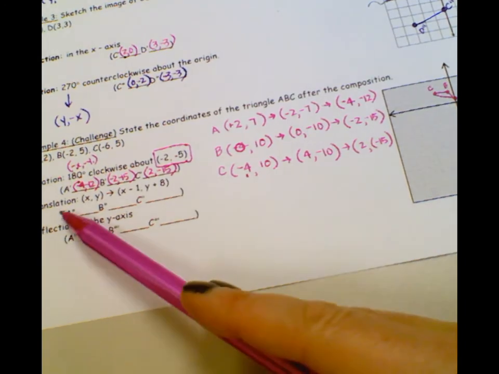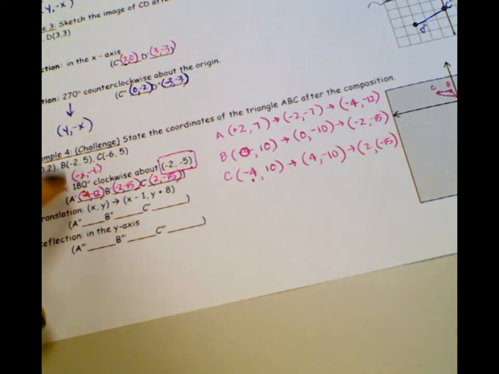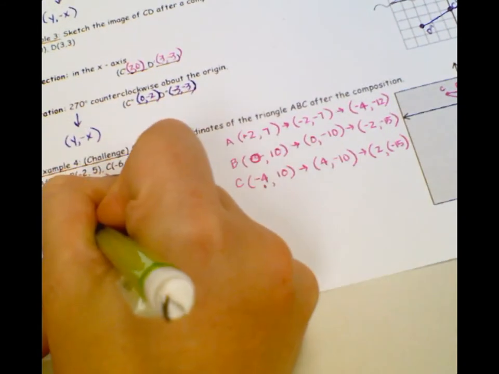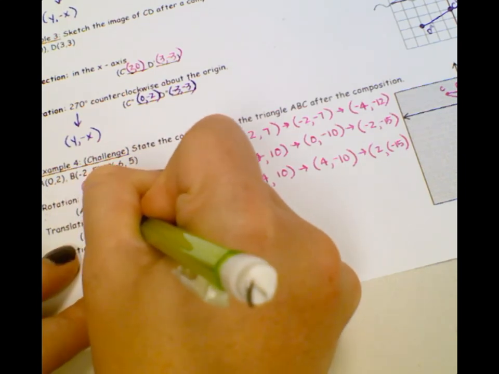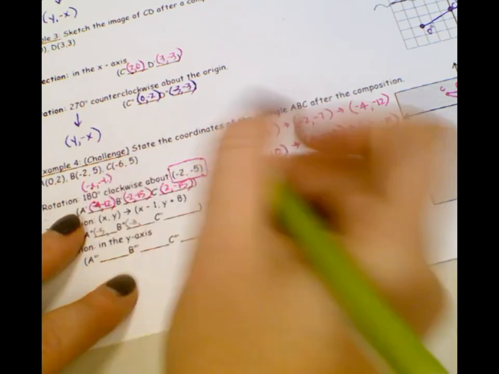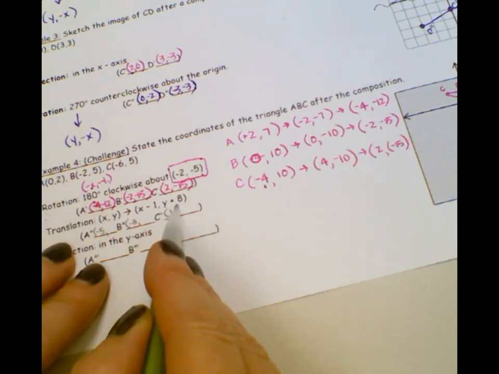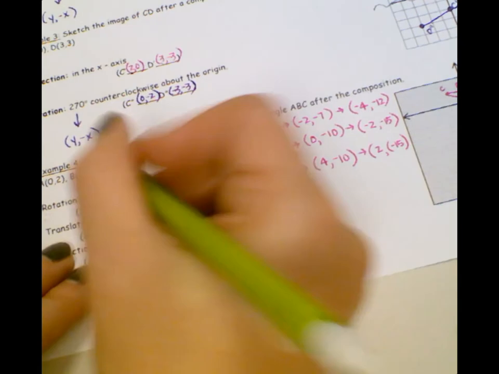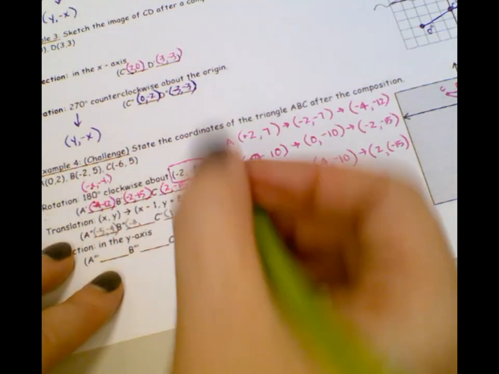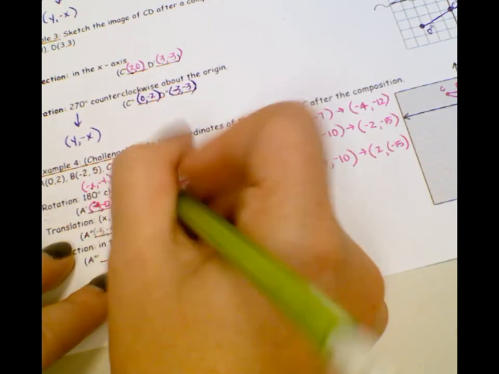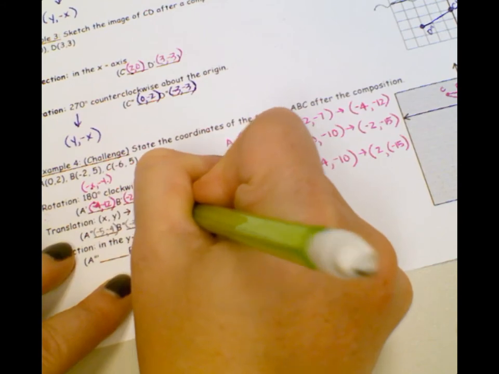All right, now my translation, all I'm going to do from these points above is subtract 1 from all the x's. So -4 subtract 1, -2 subtract 1, and then 2 subtract 1. Now I'm going to add 8 to all the x's. -12 plus 8. -15 plus 8, what is that? 5, 6, 7. And -15 plus 8 again.